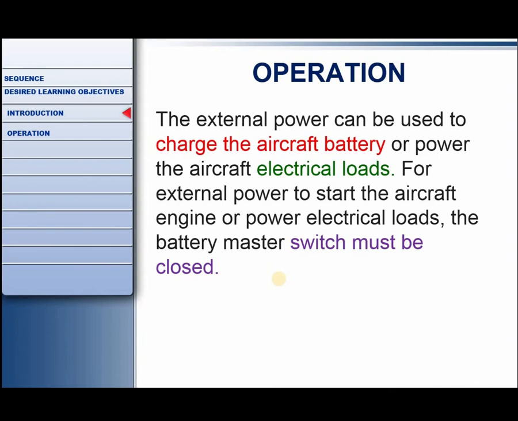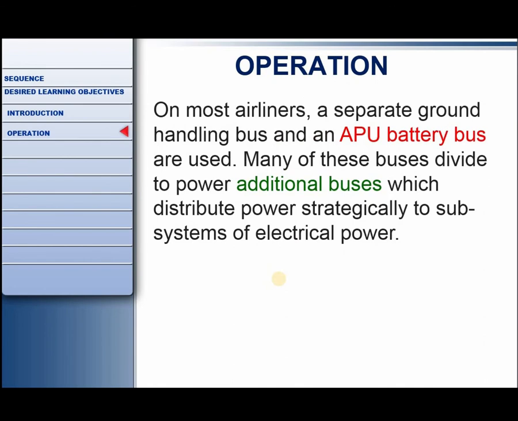Dear students, the external power can be used to charge the aircraft battery or power the aircraft electrical loads. When the engines are in the running condition, they are continuously charging the batteries with the help of DC or AC generators. And if these DC and AC generators are not working, meaning the engines are not running, then the ground external power source is a source for charging the aircraft batteries.